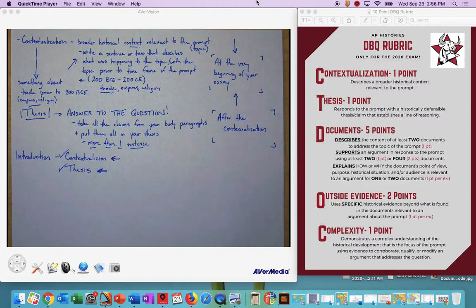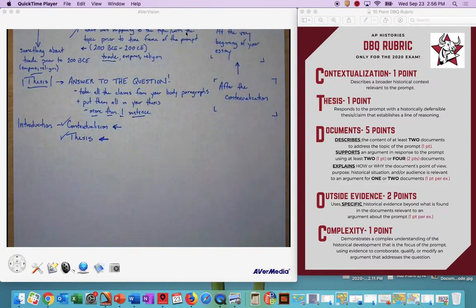Now, the next thing we need to worry about are all of these points here about evidence and documents. We are going to, in a later video and in a later class, talk about how to source the documents to get this information. You've already been practicing with this when you do the sourcing assignments. That's all this is.